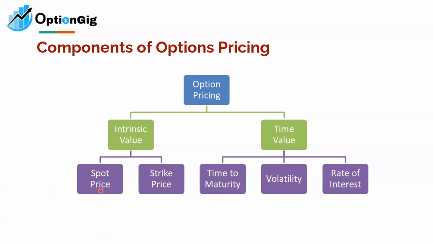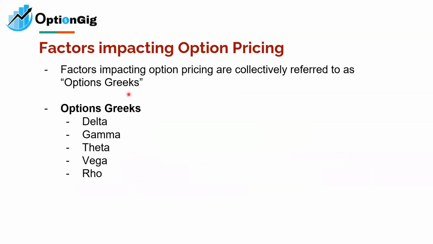It changes every minute. People are buying and selling stocks, so the stock price will change. So how do we determine the impact on overall option pricing if the spot price changes, if the time to maturity changes (every day we are getting one day closer to maturity), or if the volatility changes? The impact of changes in these factors can be quantified by option Greeks. That's where the Greeks come into the picture.